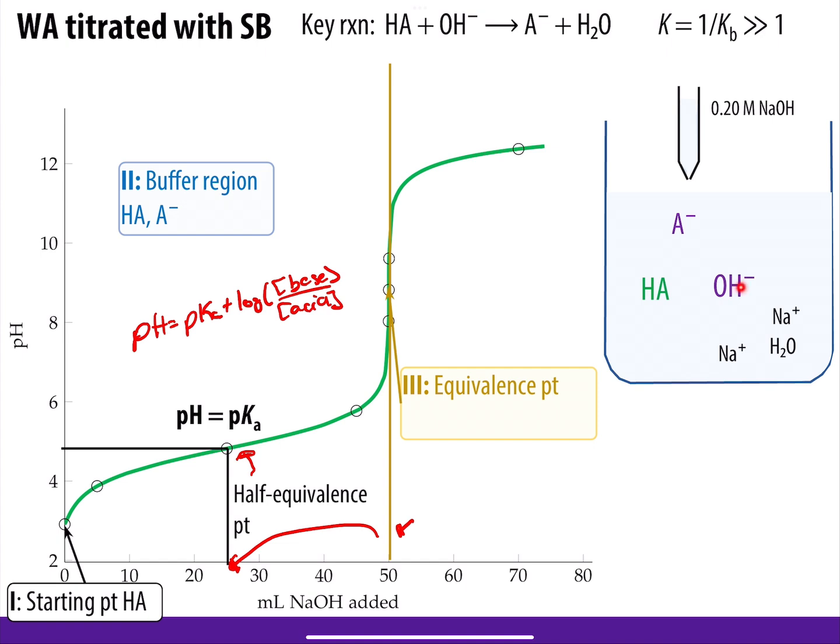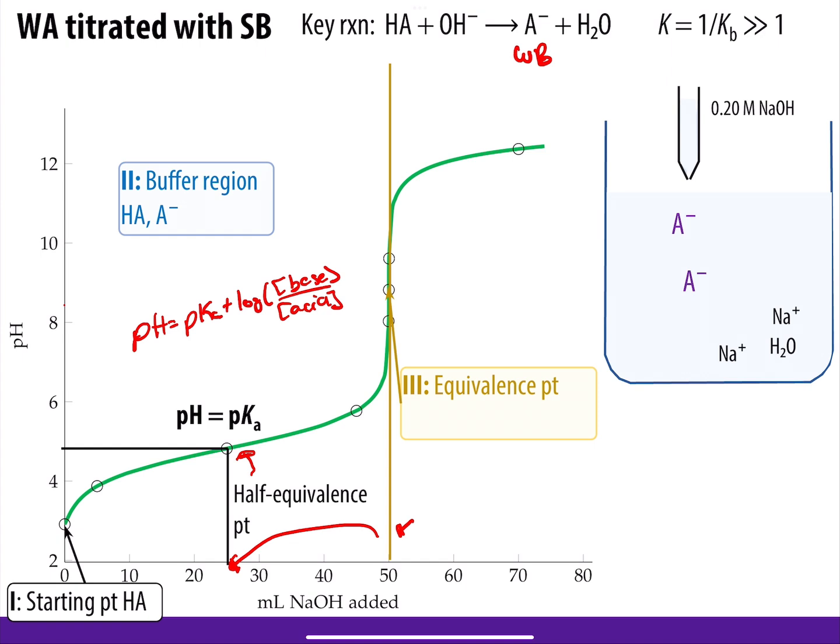At the equivalence point, we've added enough OH minus to react with all of the HA. If we look at what that solution looks like now, based on this key reaction, the thing that we have in solution is A minus, the conjugate base of HA. A minus, though, is not an ineffective base. Because HA is a weak acid, its conjugate base, A minus, is by definition a weak base. So since A minus is a weak base, at the equivalence point we have a weak base in solution and we have a slightly basic solution.